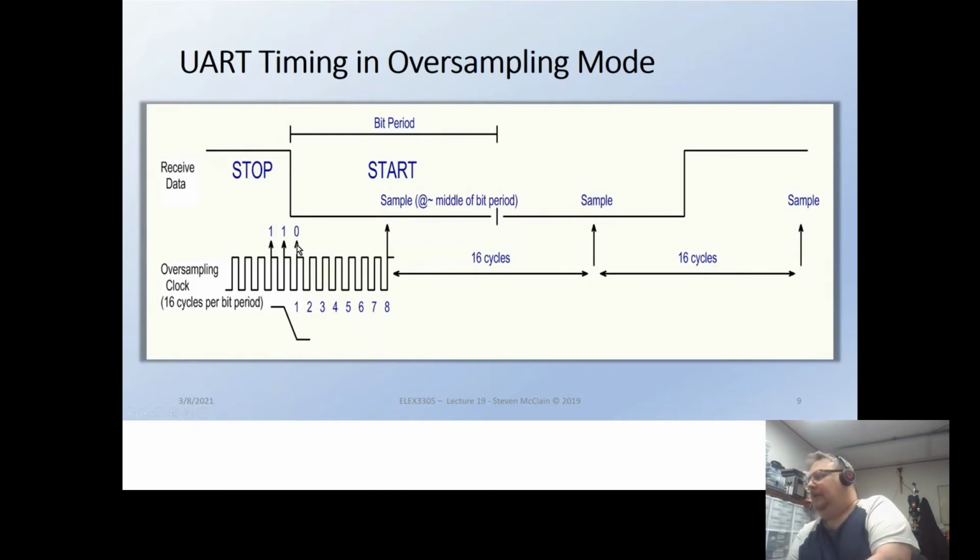Okay, so now that we've seen that, all we're going to do is count 8 cycles. And once we count those 8 cycles, we're now in the middle of the start bit. So we know where the middle of the first data bit is going to be, and we know where the middle of the next data bit is going to be, because they're going to be 16 cycles away, because it's running at 16 times overclock. And it's just a little state machine.